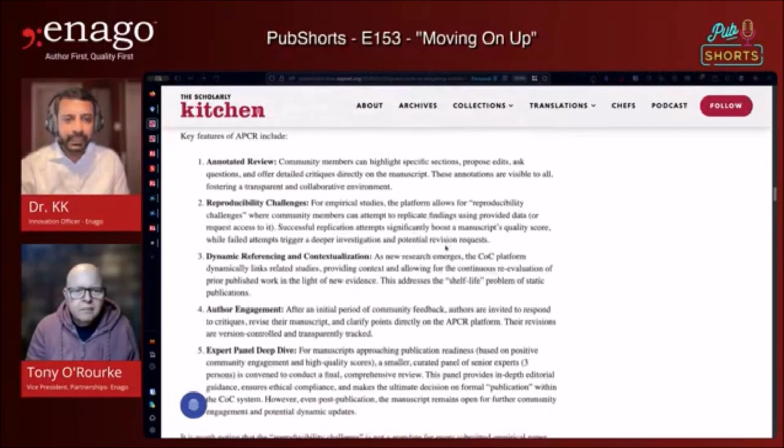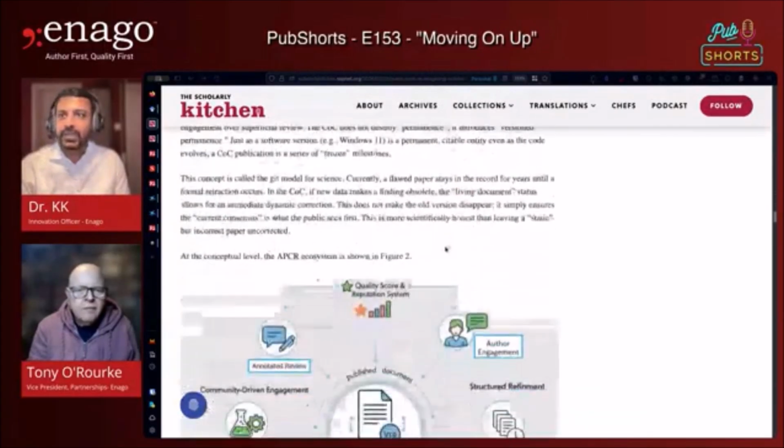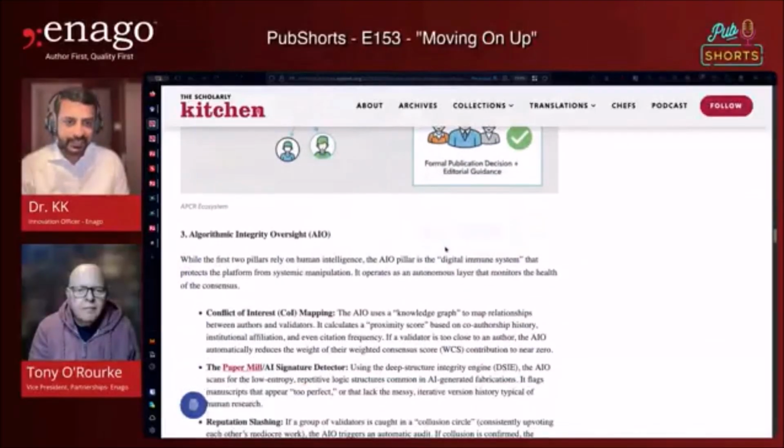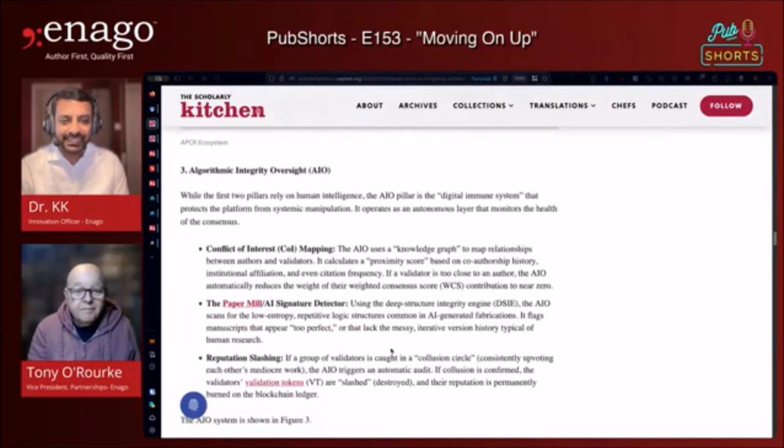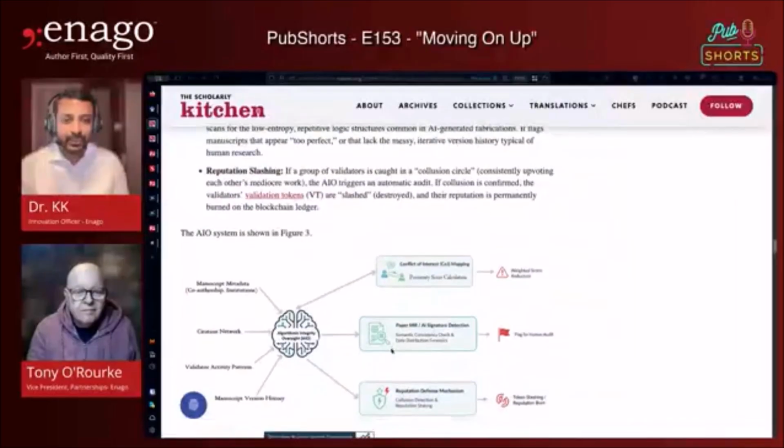And the third pillar is algorithmic integrity oversight. Fun names, AIO, and this uses AI to monitor for conflicts of interest, detect paper mills or AI-generated content, and to prevent collusion among validators. And it acts as a digital immune system. Wow, what comparisons. The system uses a transparent reputation system, which is TRS, and validation tokens.